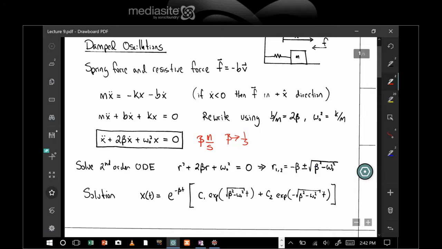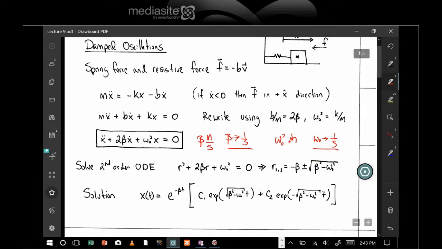Then the last term I have here is omega naught squared times x. Well, x has units of meters. So that must mean omega naught squared has units of 1 over second squared, and so omega naught has units of 1 over second. So the important thing is that beta and omega have the same units.